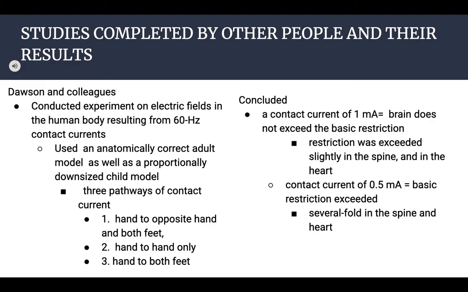After experimenting, Dawson was able to then conclude that for a contact current of 1 mA, which is the occupational reference level set by the International Commission on Non-Ionizing Radiation Protection, the current density in the brain does not exceed the basic restriction of 10 mA. However, he found that the restriction was exceeded slightly in the spine, and by a factor of more than 2 in the heart. For a contact current of 0.5 mA, which is for general public reference, the basic restriction of 2 was exceeded several fold in the spine and the heart.